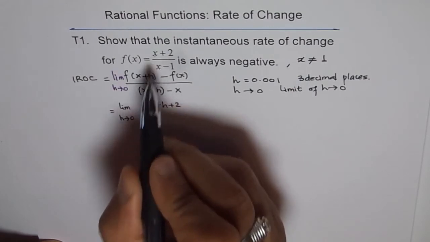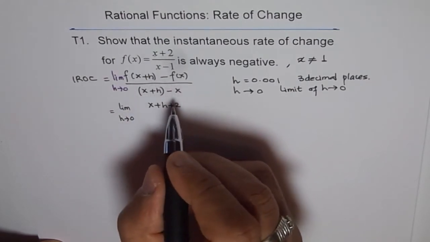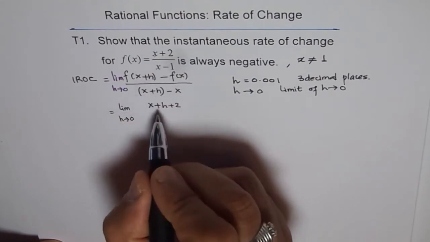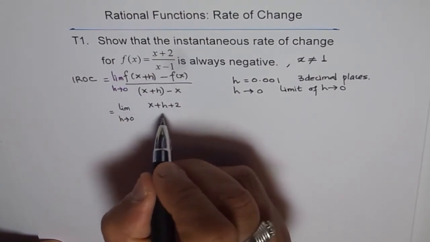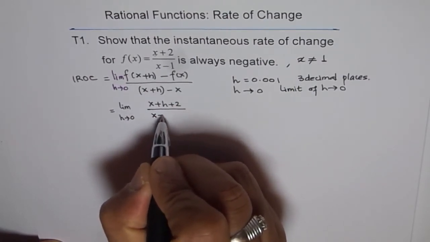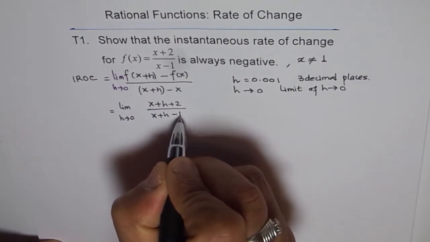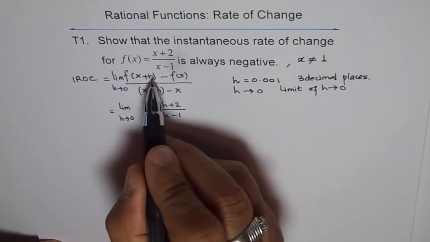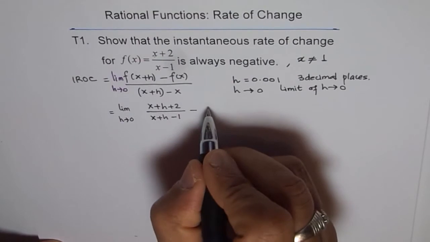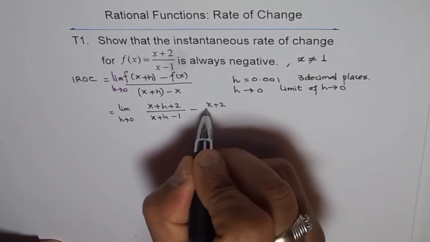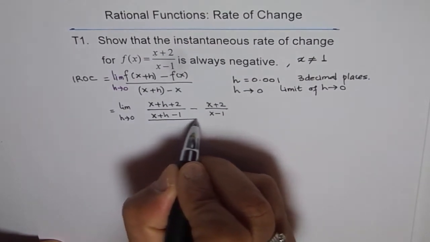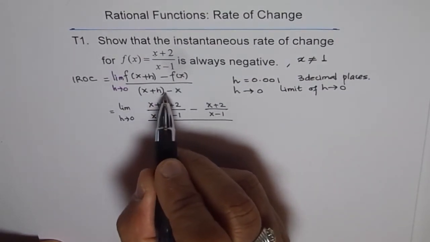Replace x with x plus h. That is the whole idea, right? So we replace this x with x plus h. I got x plus h plus 2 on the numerator side, and in the denominator I get x plus h minus 1. So this is my f of x plus h minus f of x, which is the same function, right? x plus 2 over x minus 1, divided by x plus h minus x.